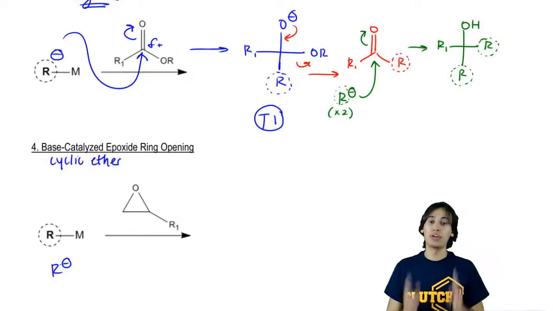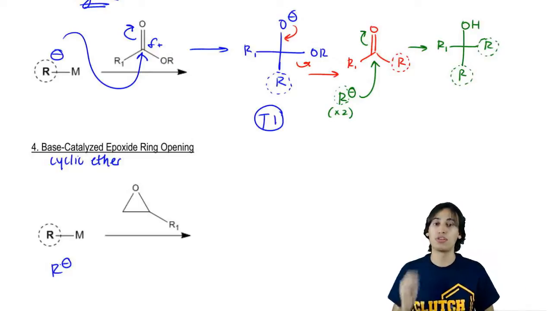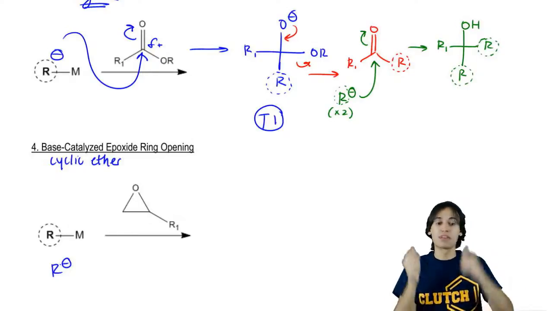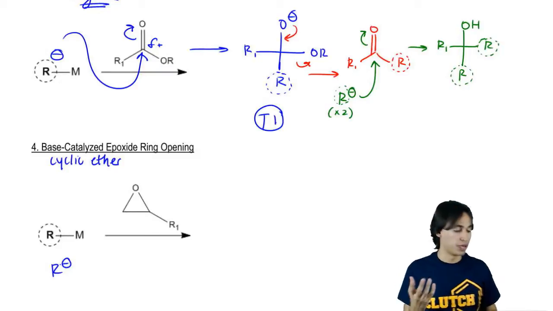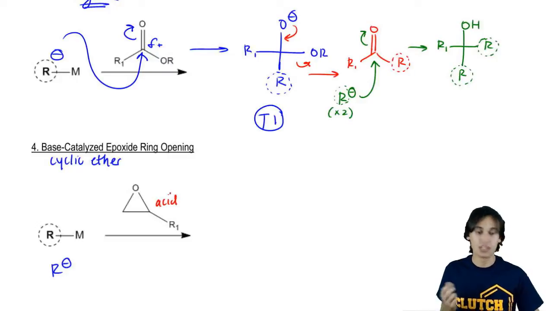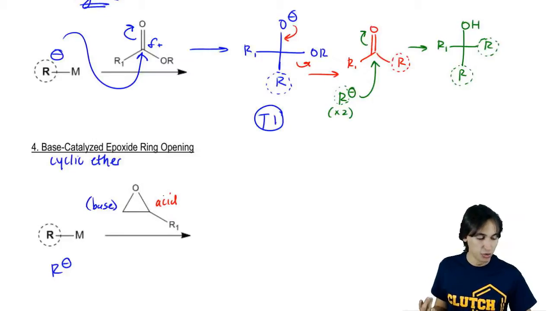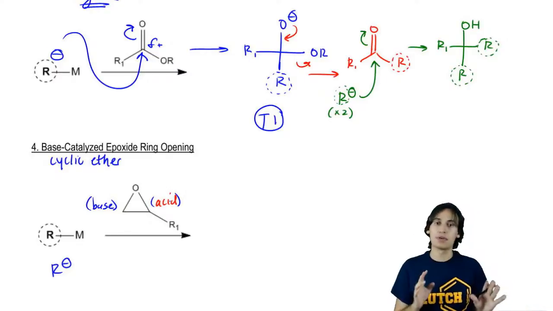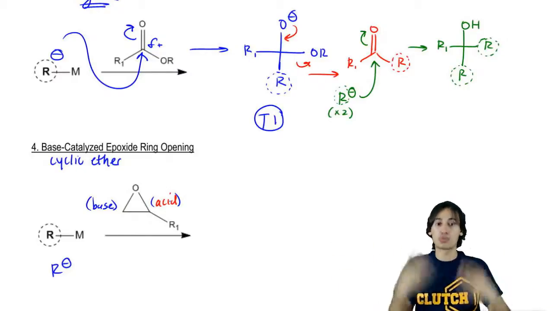Now, for those of you that have already gone through this part, through epoxide ring opening, you'll remember that there was a difference between acid-catalyzed and base-catalyzed ring opening. An acid-catalyzed ring opening would attack the most substituted side, okay? Whereas a base-catalyzed ring opening would attack the least substituted side. Now, for those of you that haven't gone through this yet, don't worry about the acid part because we haven't gotten there yet. For those of you that have, great, this is just a refresher.